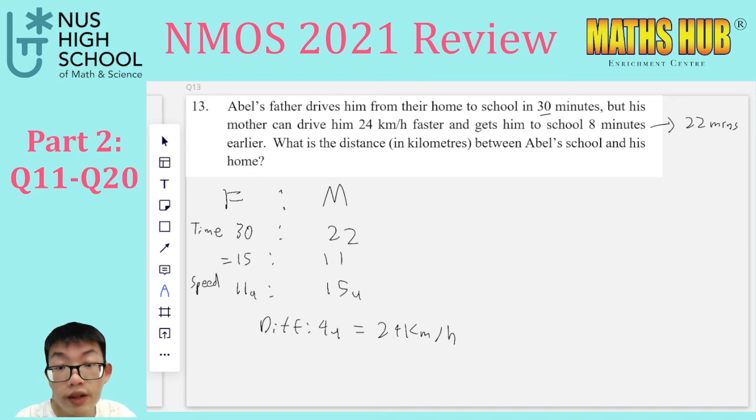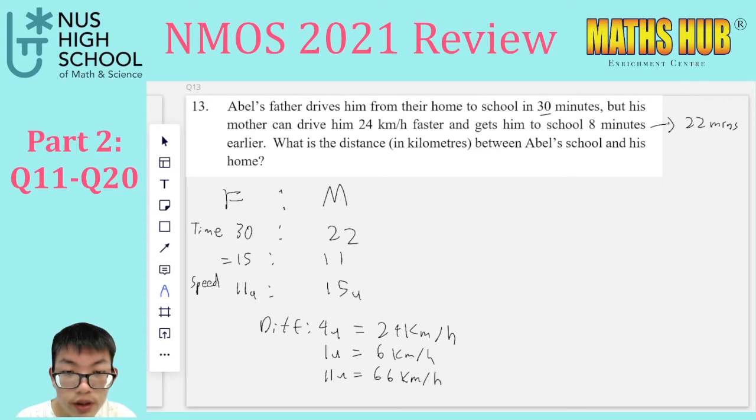So that means that 1 unit is 6. And 11 units would be 66 km per hour. So 66 km per hour for half an hour, using the father's 30-minute timing, tells us that the distance would be half of 66, which is 33 kilometers.